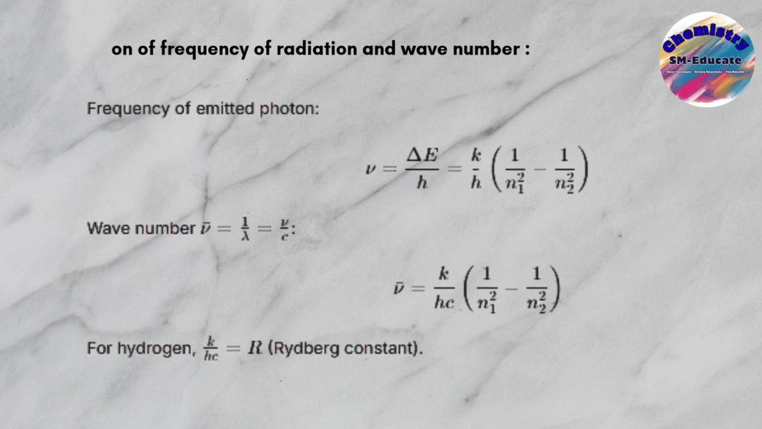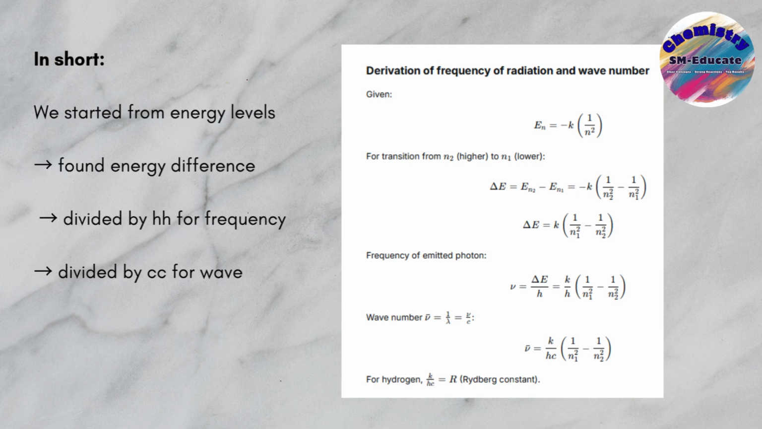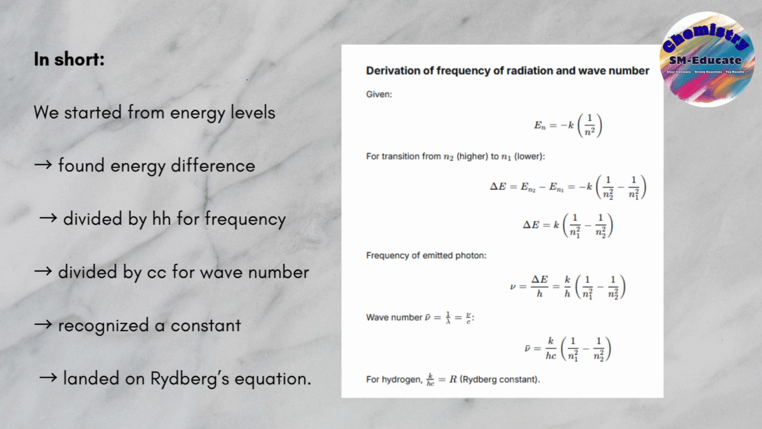In short, we started from energy levels, found the energy difference, divided by h for frequency, divided by c for wave number, recognized a constant, and landed on Rydberg's equation.